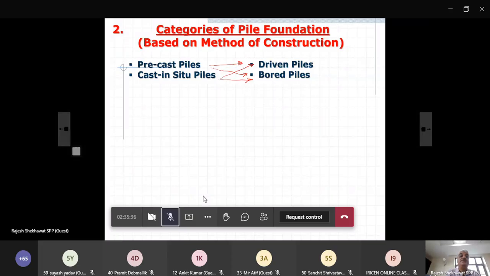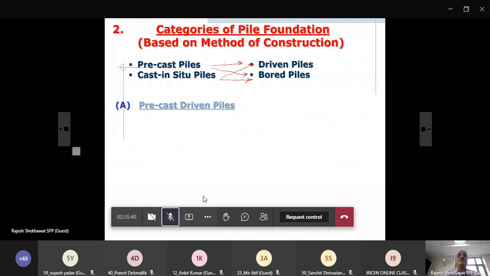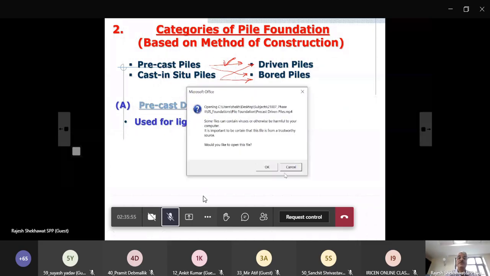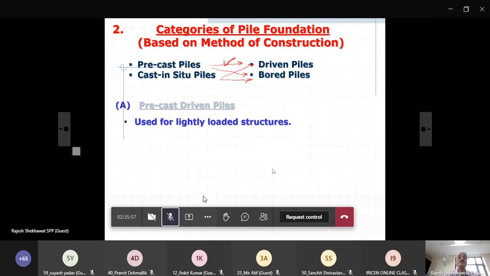Let us see. First is precast driven. Very simple. Your pile is cast somewhere, it is brought to the site, and then it is driven into the ground. Let us see a video of this type of piles.